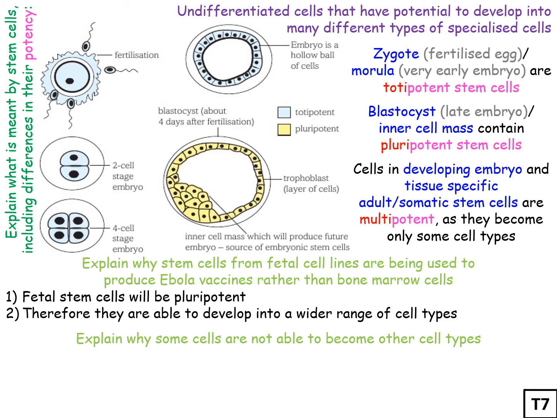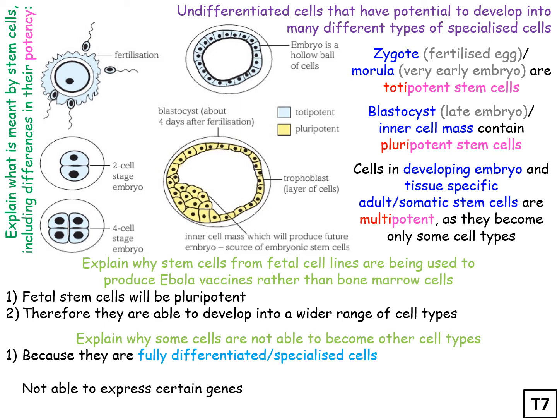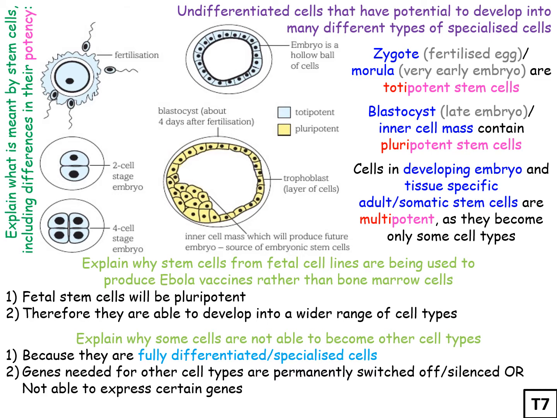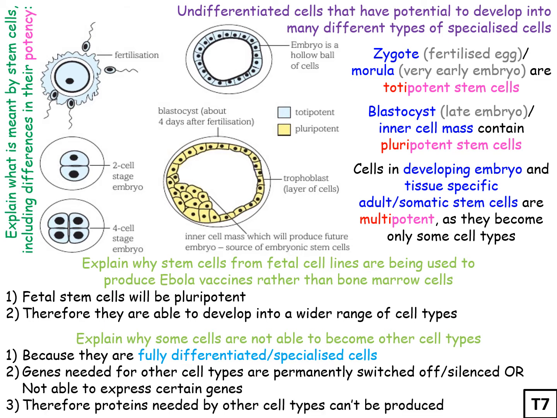Explain why some cells are not able to become other cell types. So obviously, if you already decide to specialize, that means that you've got expression of certain genes that are turned on, but then other genes are turned off, and you can't reverse that. So using that idea, because they are fully differentiated or specialized cells, they're not able to express certain genes. So that means genes needed for other cell types are permanently switched off or silenced.